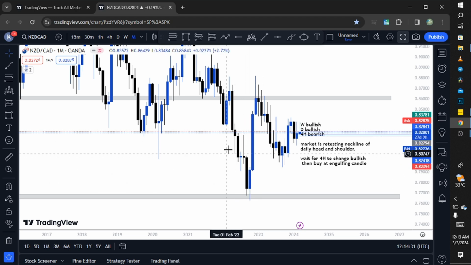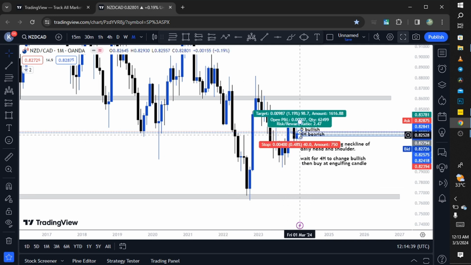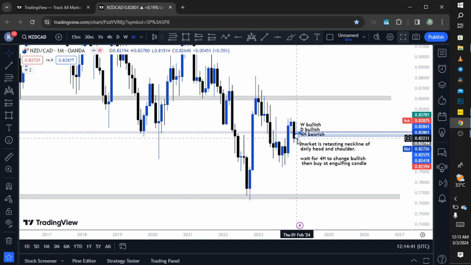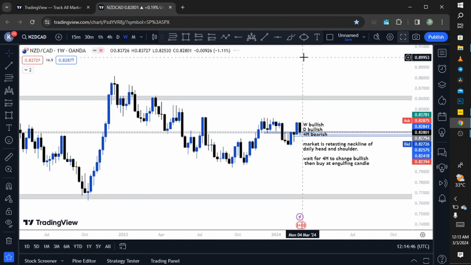But we are not considering the monthly. I told you I mostly do my analysis from the weekly. But as you can see on the monthly, the last month candle that formed is a bullish candle. So let's go to the weekly and see what we have on the weekly time frame.